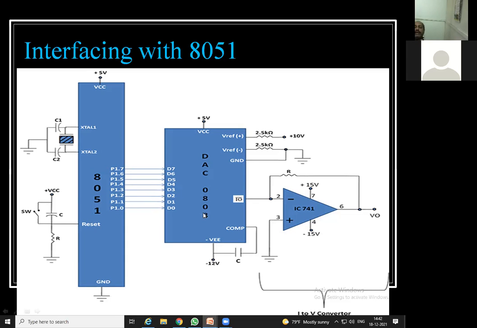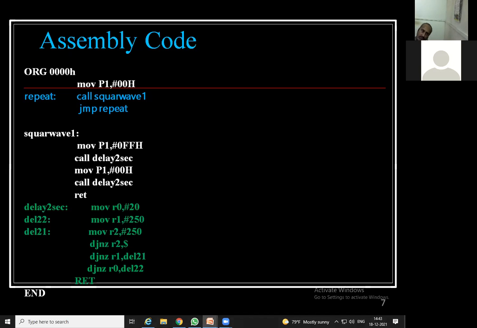So this is the actual diagram which we are going to implement in Proteus, and which is going to give the respective analog output for the digital input. The digital input is coming from the 8051. Here, for example, they have taken port number 1 for the same. So this is how we are going to make the connections, and that we are also going to check out.